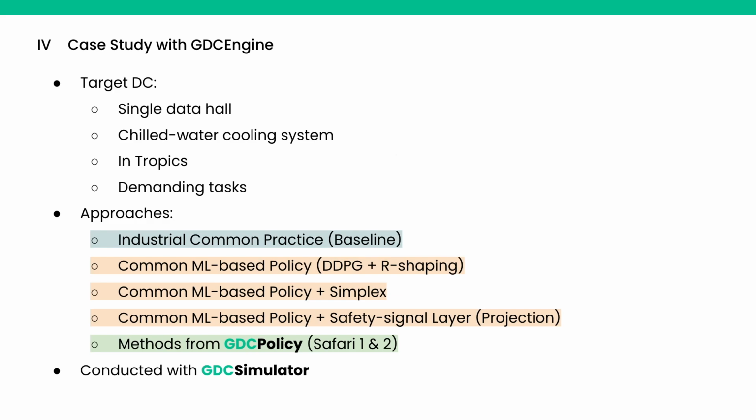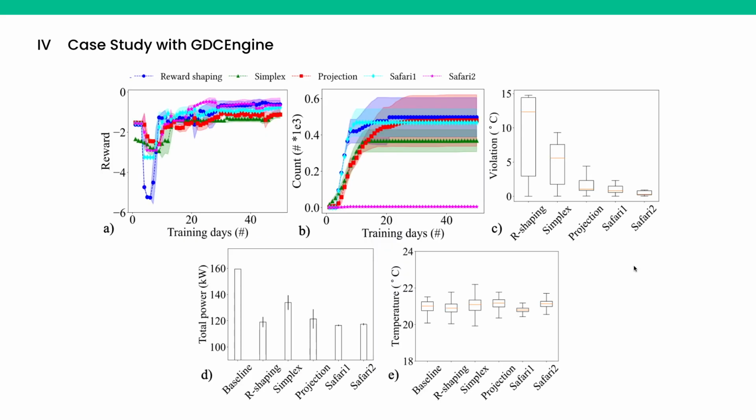We compare several approaches. Firstly, industrial common practice, which is the baseline, and three ML-based policies from the literature. And finally, methods from GDC policy, namely Safari 1 and 2. Experiments are conducted with GDC Simulator. The policies are firstly trained for 50 days and then evaluated for 1 year.